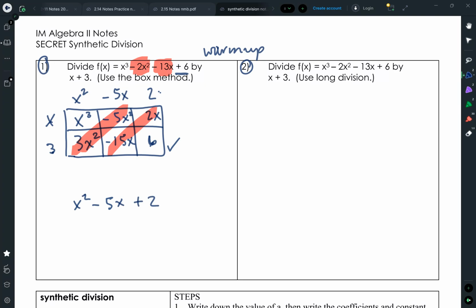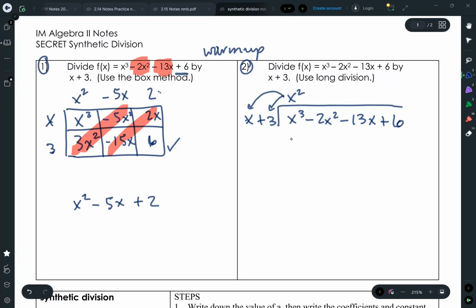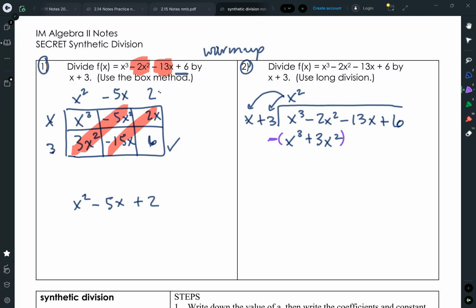So when we do long division, we have x cubed minus 2x squared minus 13x plus 6 dividing by x plus 3. So x divides into x cubed, x squared times. We multiply it back. When we multiply it back, it gets multiplied by both terms. This gives us an x cubed plus a 3x squared. And then we need to subtract. And we're subtracting all of this, okay? So that means we're going to have a minus on our x cubed and also a minus on our 3x squared. So you could do parentheses or you could just go through and change your signs on both.